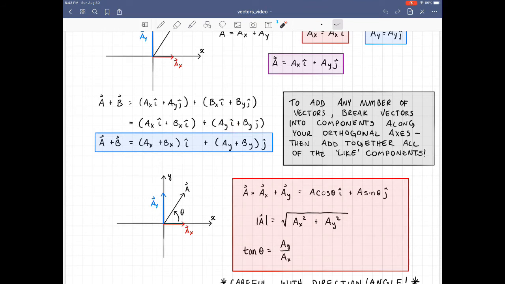And so I add those together. A plus B then is AX plus BX in the i hat direction, and AY plus BY in the j hat direction. So in general, if we add vectors, we break the vectors up into components and then we add up the like components together.